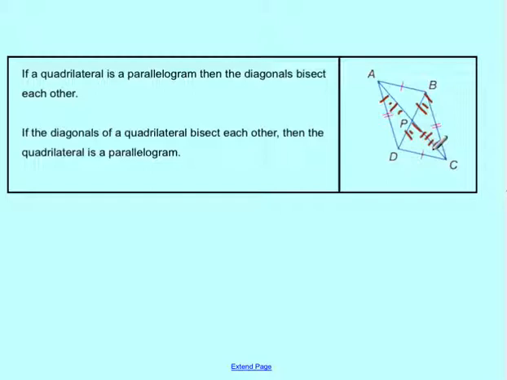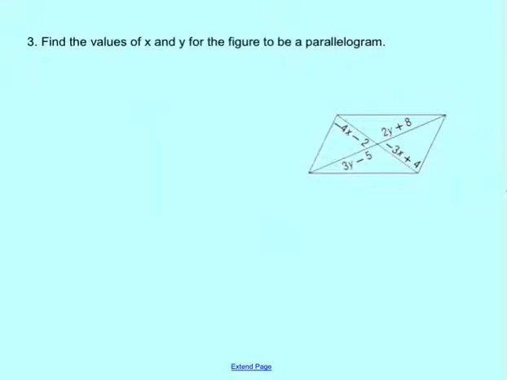Likewise, if the diagonals of a quadrilateral bisect each other, then the quadrilateral is a parallelogram. It works in the reverse as well. So let's apply this. For this next one, it wants us to find the values of x and y. Well, again, the diagonals bisect each other. So 4x minus 2 needs to be equal to negative 3x plus 4.